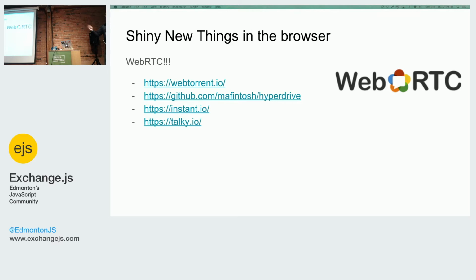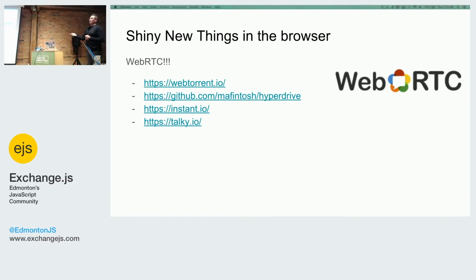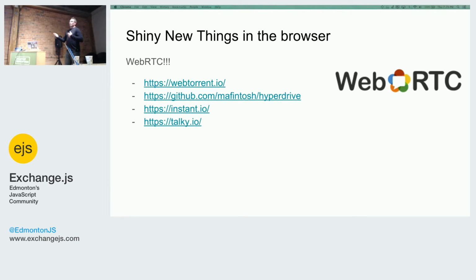Instant.io is like, I want to share this one thing with you, but I don't want to put it on a server. It gives you a cool little URL. Talkie.io, we use that at work all the time. It's an alternative to Google Chat or Skype, but it uses WebRTC totally in the browser, and it's really cool. You get audio, video, that type of streaming data, and it doesn't actually hit a server anywhere.